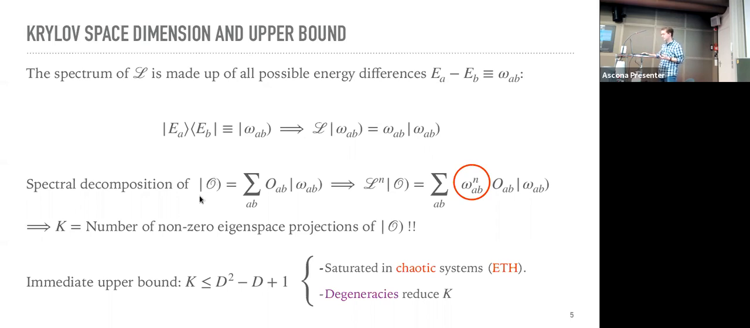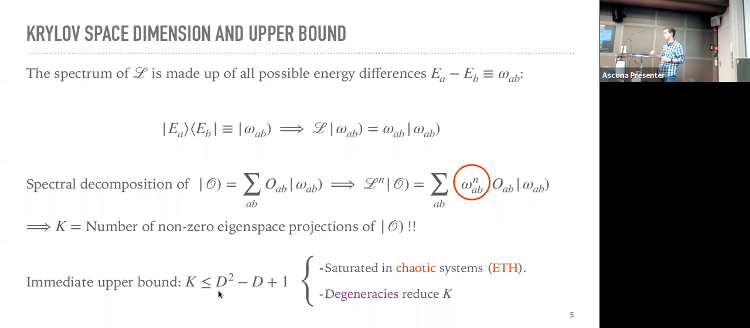So if we use a spectral decomposition of our initial conditions, so the initial observable, we can see that an arbitrary power of the Liouvillean acting on this state of operator space just modifies that linear combination by giving me the corresponding power of the concerned energy difference in each term of the linear combination. And because we have arbitrarily many powers of the Liouvillean in the Krylov space, we just conclude directly that the Krylov space dimension that we were seeking for is given by the number of non-zero eigenspace projectors of the operator. So this immediately gives an upper bound for the Krylov dimension, which is actually smaller than d squared.